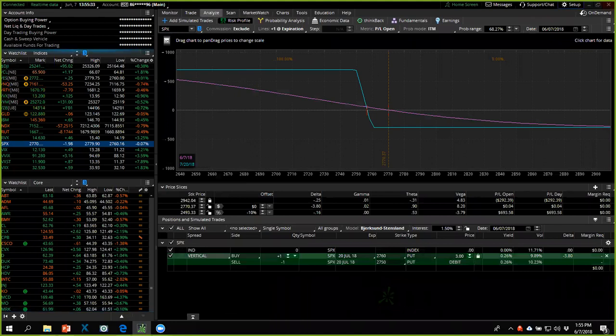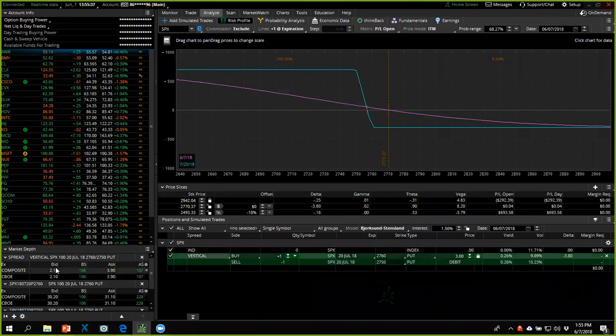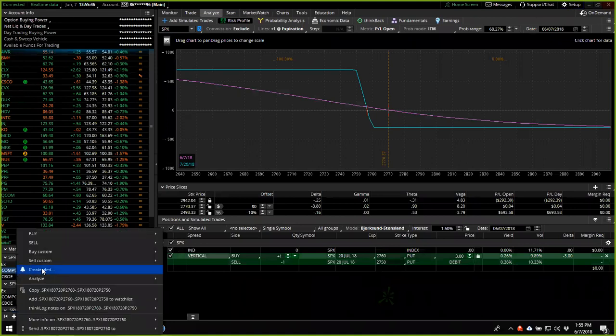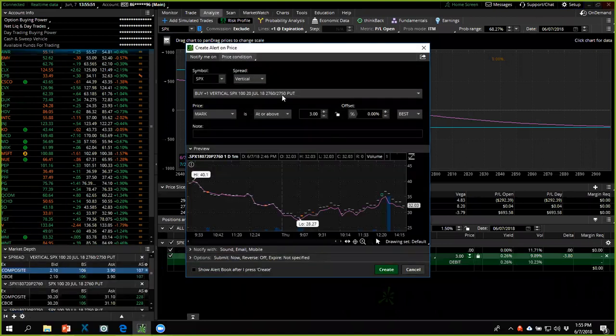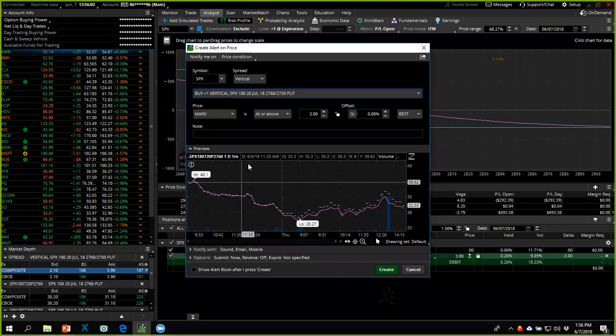If we open market depth and we come down here, here's the vertical. And what do you do, just right button on it or something? Create alert. Yeah, there you go. Then you get into this same window I had, and it avoids rebuilding it in here, although you can still update it and change it if you need to, but you shouldn't need to if you do all that. That's correct. Thanks for pointing that out.